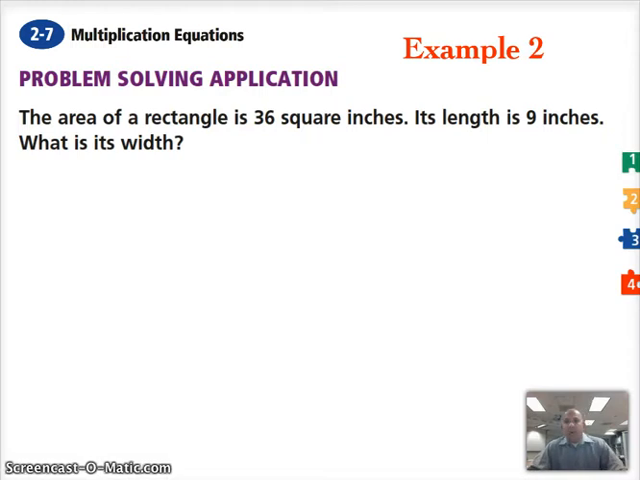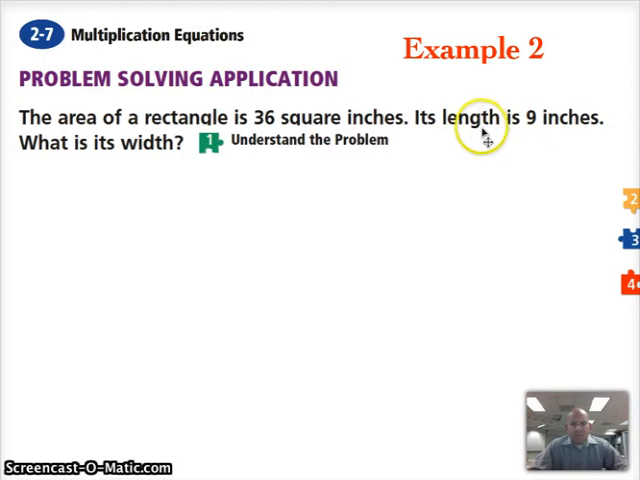Now, we've got a problem-solving application. And here's the problem. The area of a rectangle is 36 square inches. Its length is 9 inches. What is its width? So we're going to take these problems one step at a time. First of all, we've got to understand the problem. Understanding the problem means, what are they asking for? Well, they're dealing with area here. The area of a rectangle they've given us. Its length they've given us. What they want to know is its width.